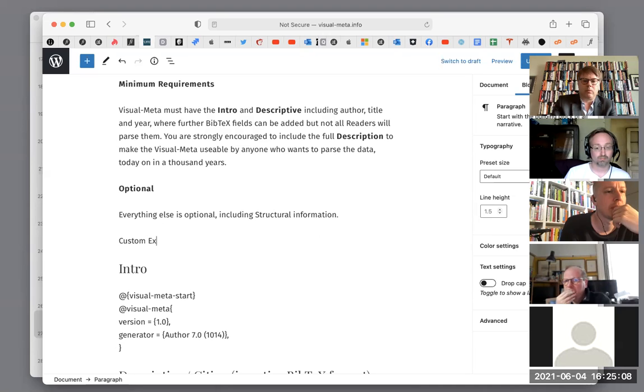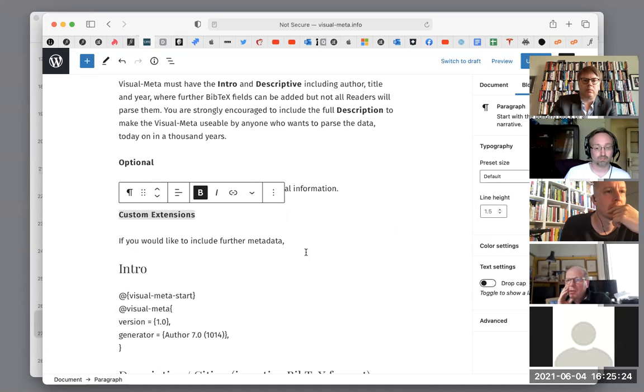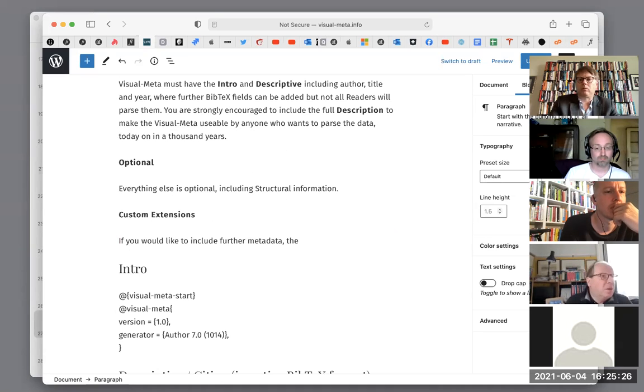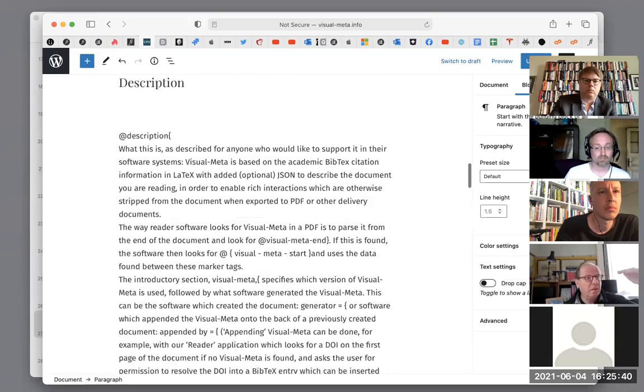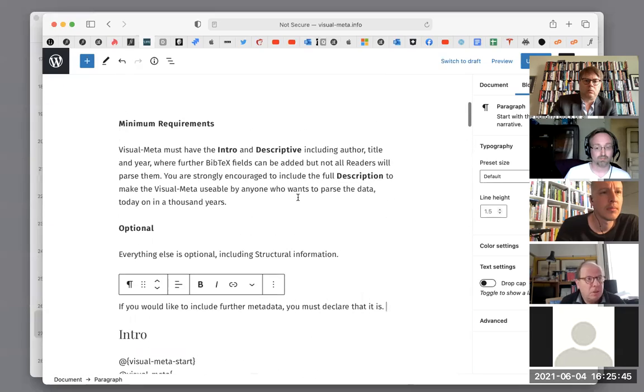Custom extension. I think that's where a lot of you already are. If you would like to include further metadata in other defined and structured formats, that can be done, but the block that you add needs to have something to tell a parser. So it needs to be digitally dereferenced.